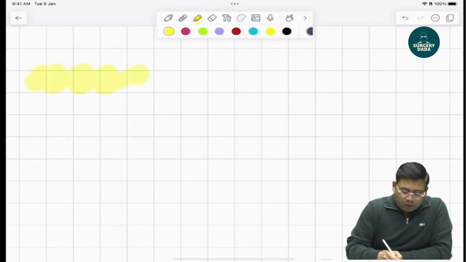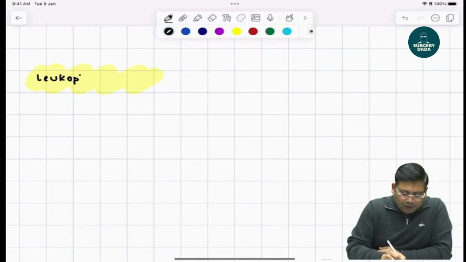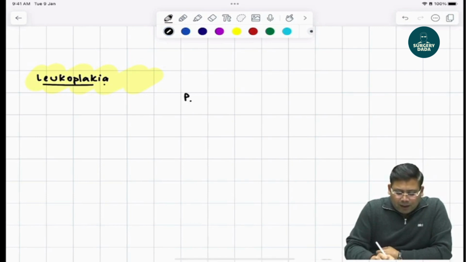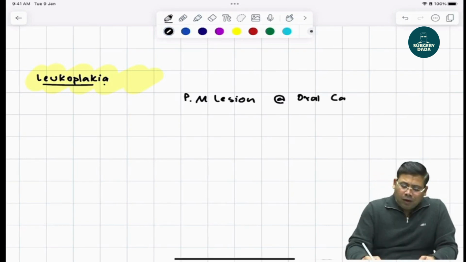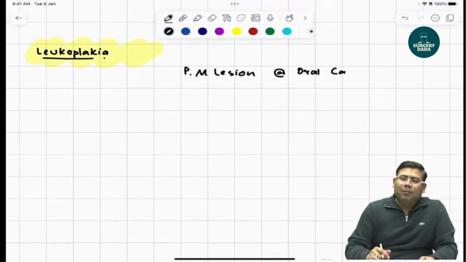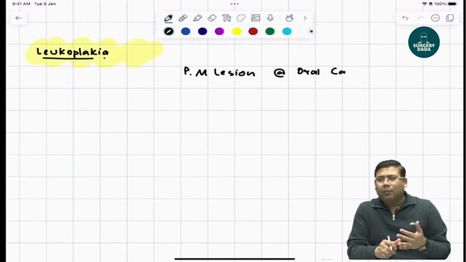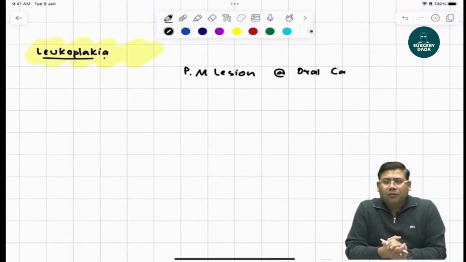When we talk about leukoplakia, what are the important things that we need to understand? Leukoplakia is a pre-malignant lesion of the oral cavity. And when we talk about oral cancers, what are the different pre-malignant lesions? We have leukoplakia, erythroplakia, and chronic submucosal fibrosis.